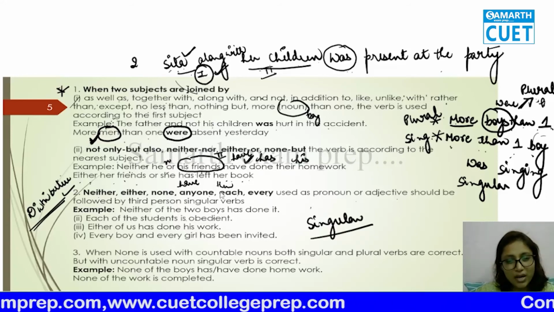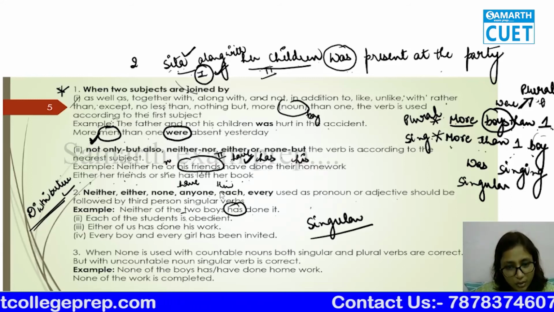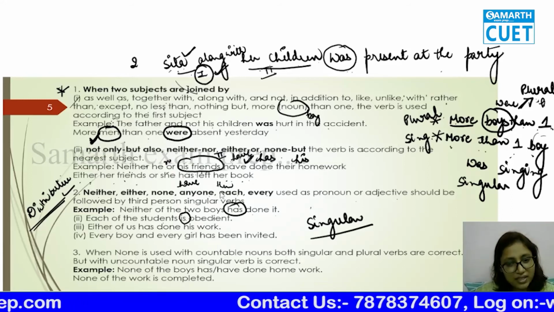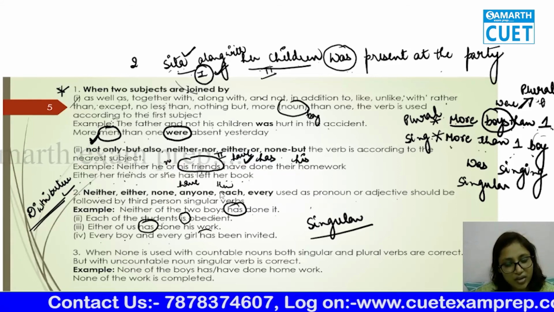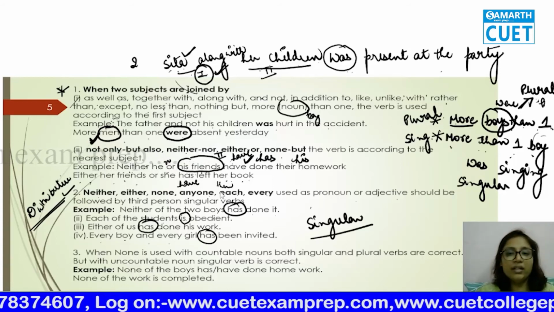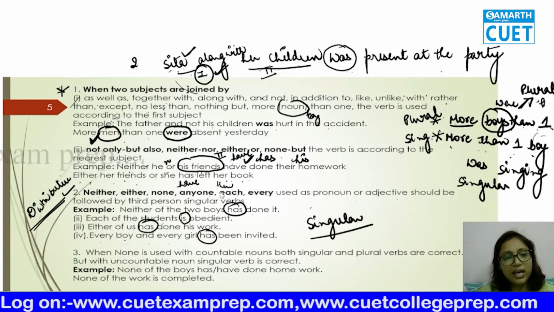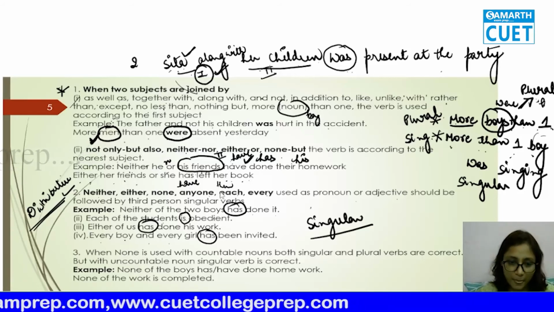Either of the two boys has done. Each of the students is obedient. Either of us has done. Every boy and every girl has been invited. Usually what we do, we say every boy and every girl have been invited to the party. So this is the error. Every boy and every girl has been invited to the party. Okay? Note it down.